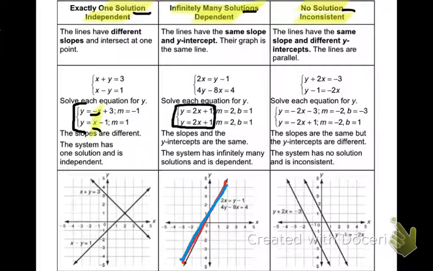Y equals 2x plus 1, y equals 2x plus 1. It's the exact same thing. And that means it's going to fall right on top of each other. It's dependent. And then the last one is inconsistent.